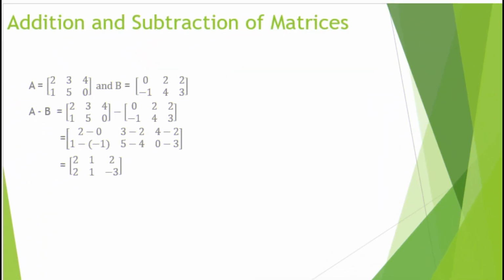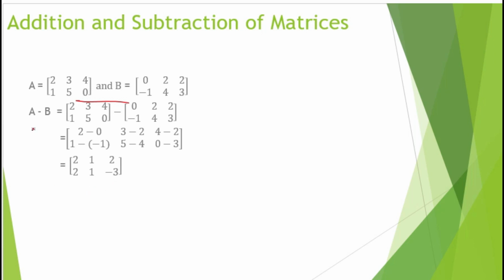Here is an example of subtraction of matrices. Here A is equal to 2, 3, 4, 1, 5, 0 and B is equal to 0, 2, 2, minus 1, 4, 3. So we subtract B from A. A minus B is equal to matrix A minus matrix B. So subtract their entries: 2 minus 0, 3 minus 2, 4 minus 2, 1 minus minus 1, 5 minus 4, 0 minus 3. Then the matrix will be 2, 1, 2, 2, 1, minus 3. This will be the matrix A minus B.